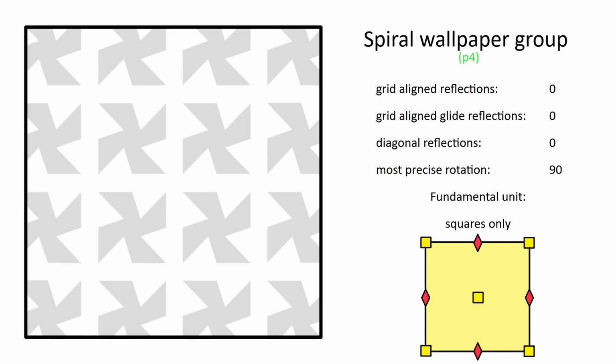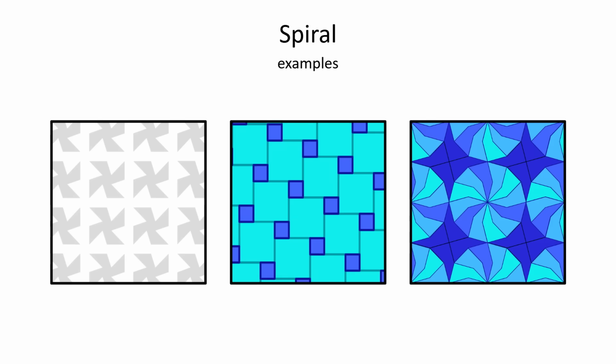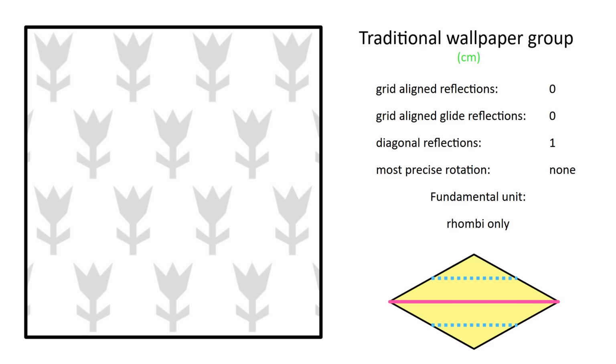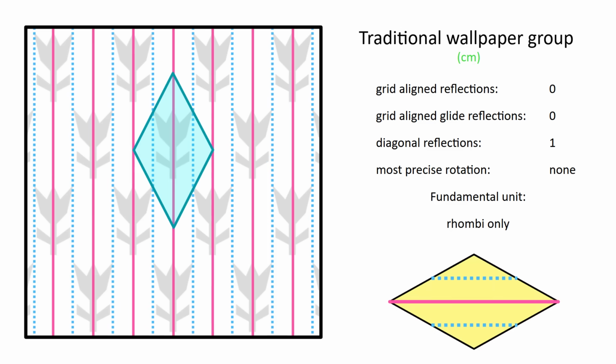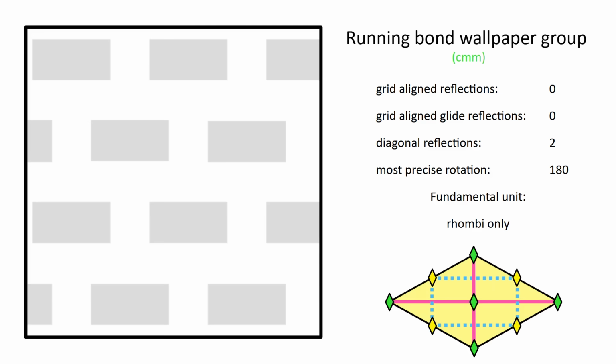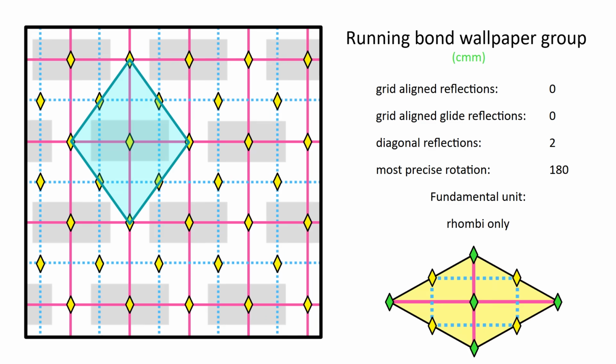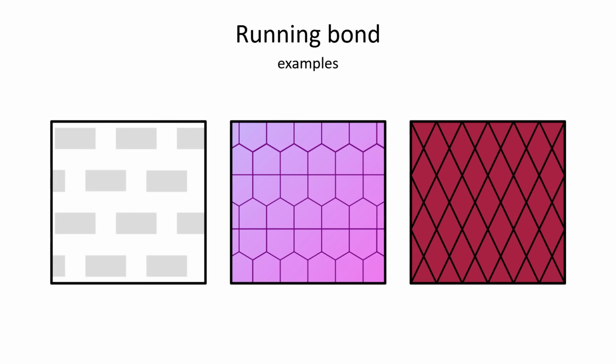And then the spiral wallpaper group is basically the same thing, but with 90-degree rotations. The most famous example is probably the Pythagorean tiling. The traditional wallpaper group has diagonal reflections in a single direction, which also necessitates the existence of glide reflections in between. I named it as such because it's pretty popular among literal wallpaper patterns. And then the running bond wallpaper group has diagonal reflections in both directions, which necessitates the existence of 180-degree rotations. It's named after its most famous example.